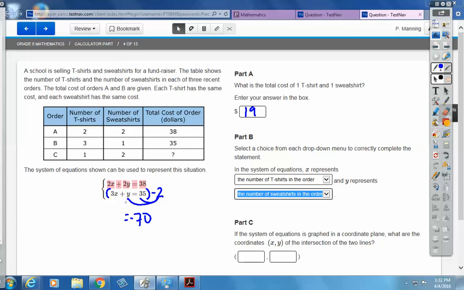-2 times y is -y. -2 times 3x is going to be -6x. And so I'm going to rewrite this top equation. 2x plus 2y. Okay, so -2 times y is -2y is equal to 38.